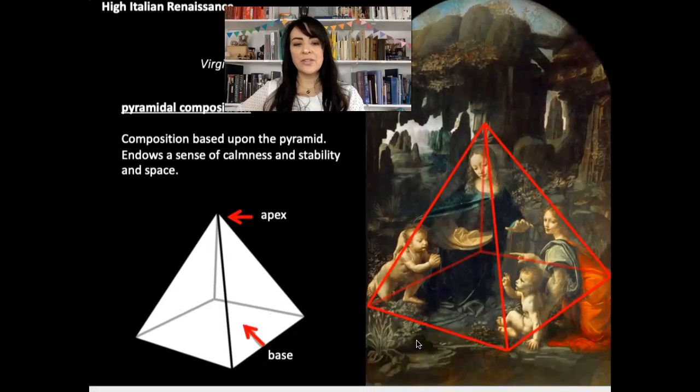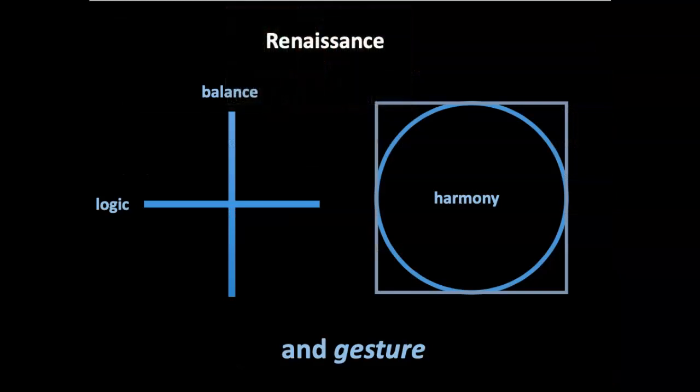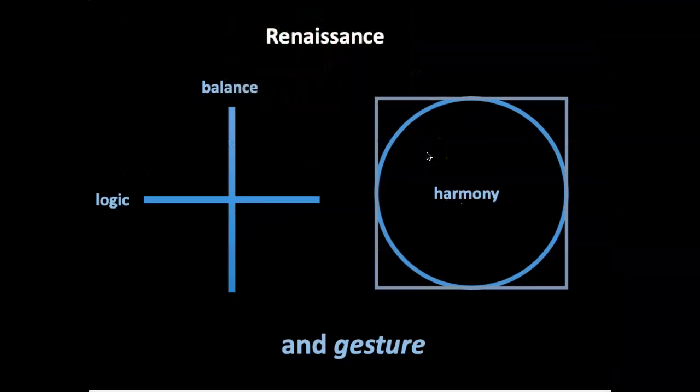Did you notice also that I was talking about gesture? Yes, gesture. Gesture, if you remember, was another characteristic of the Renaissance. So we have already seen balance, which gives us the display of logic and harmony. We've already seen the composition of circles and squares. And then I said we were going to start looking at gesture more closely.